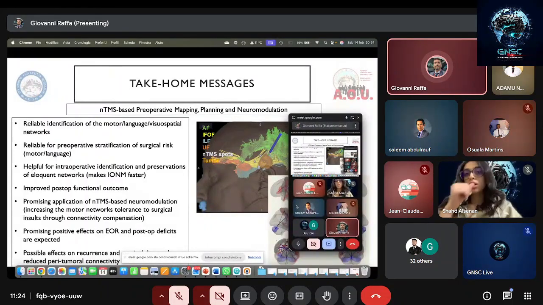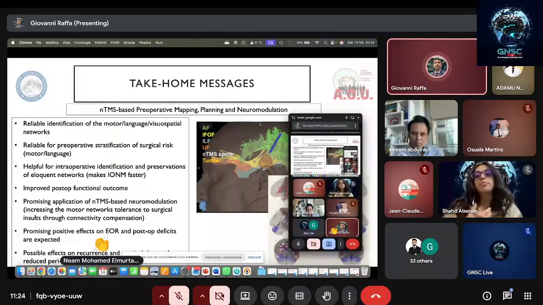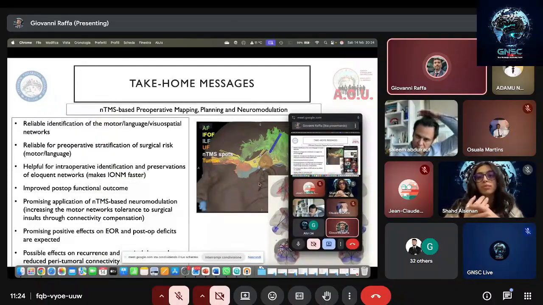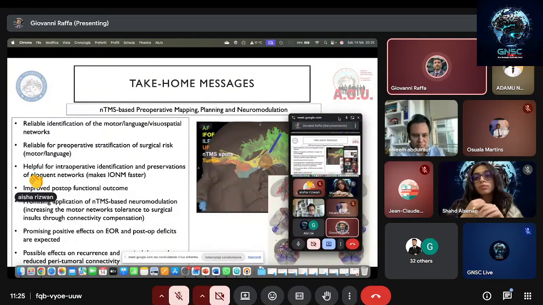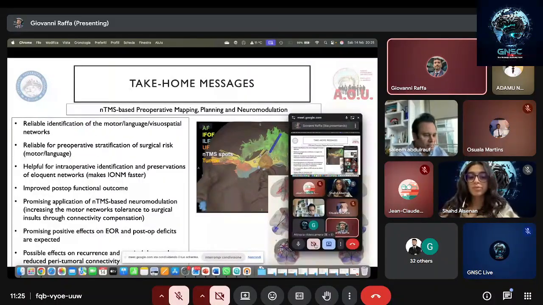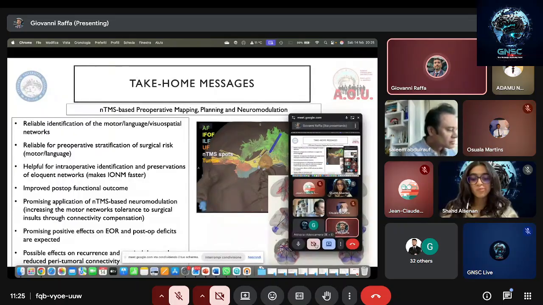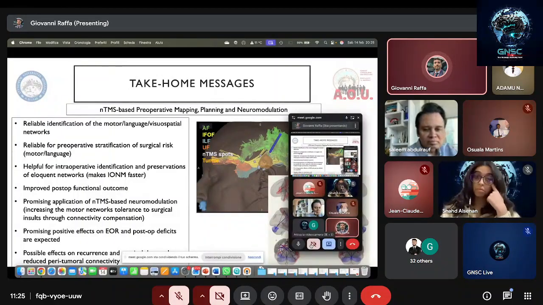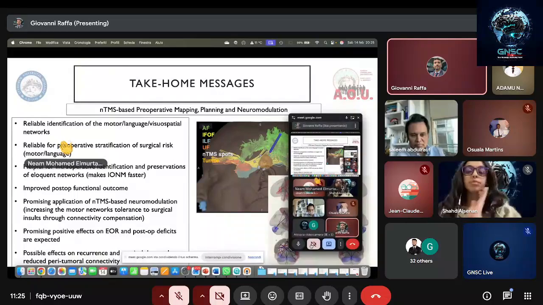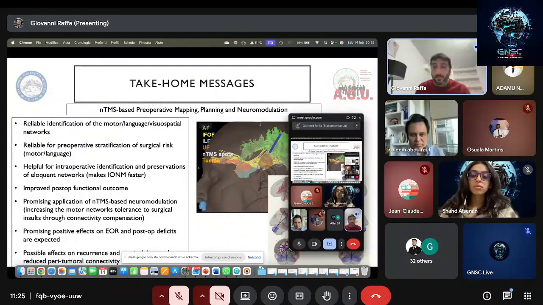That allows for a safer resection, reduction of postoperative motor deficits, and probably, as I show you in the last slides, neuromodulation is the new frontier for this kind of application, because we can probably modify the interaction between the tumor and the surrounding brain. That can allow us to improve our extent of resection, reduce the occurrence of postoperative deficits, and probably also to influence the natural history of the brain. But we are still verifying this last point with our studies.